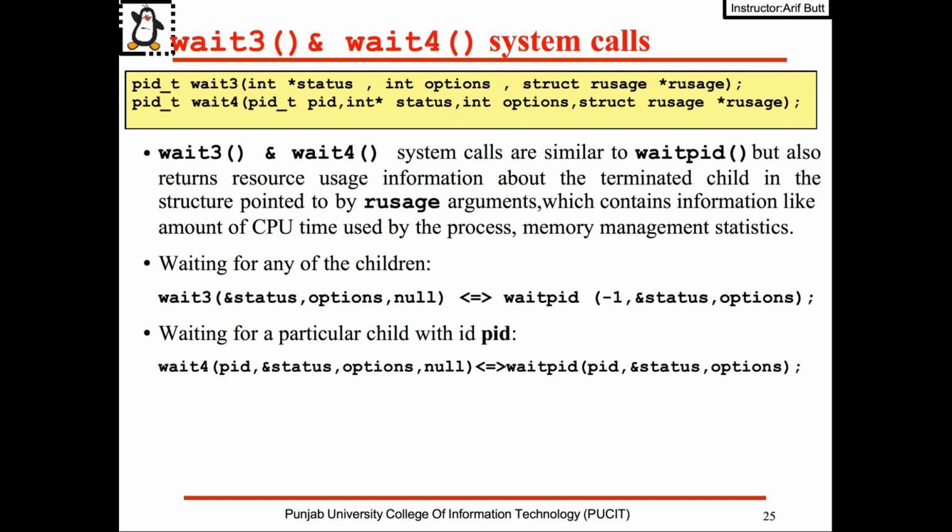Well, dear students, I think with this background knowledge, you will be able to learn the use of wait3 and wait4 calls, which also return process resource usage information about the terminated child to the parent. The equivalent calls of wait3 and wait4 to the waitpid calls are also shown in bold over here. And for further details, please read the manual pages of these calls.